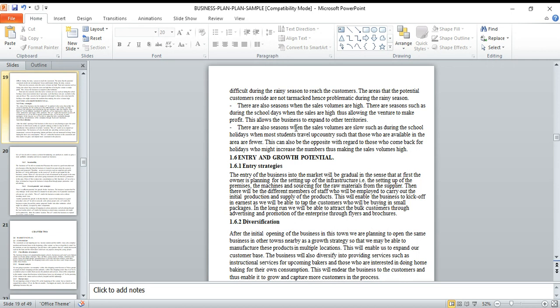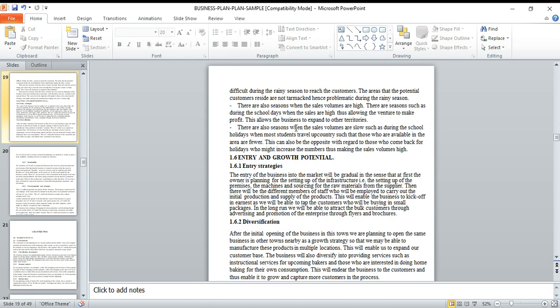Then the next part is the entry and growth potential. When you're talking about entry and growth potential, here we are talking about what methods or strategies you will use to enter into the market, and what strategies you will use to grow your business. So I've talked of the entry strategies, and when you're talking about diversification, we're talking about the growth. So under entry strategies, you can see I've described several entry strategies of how I'll do this.